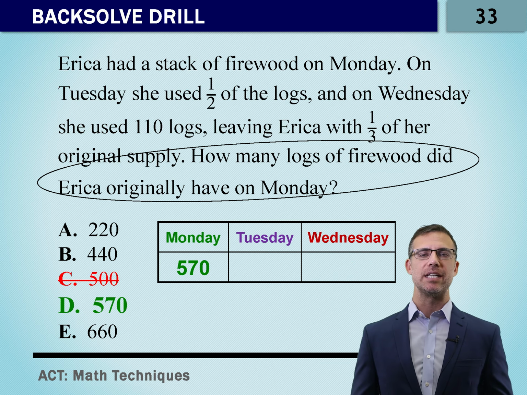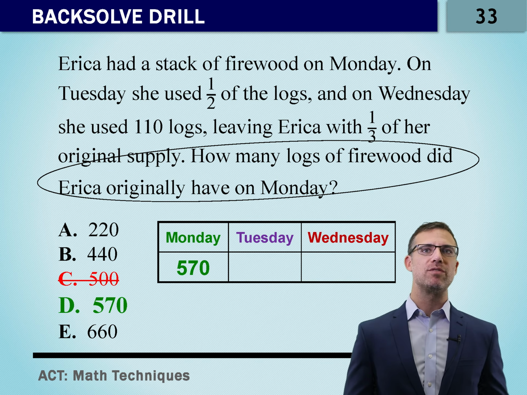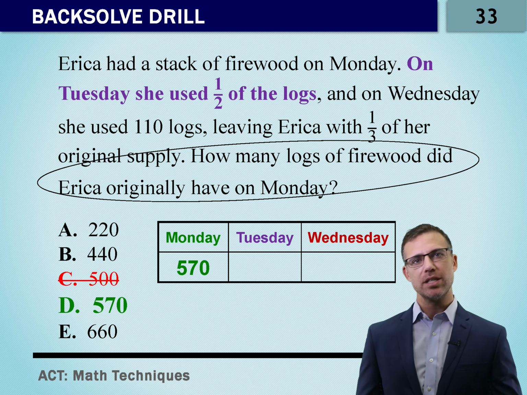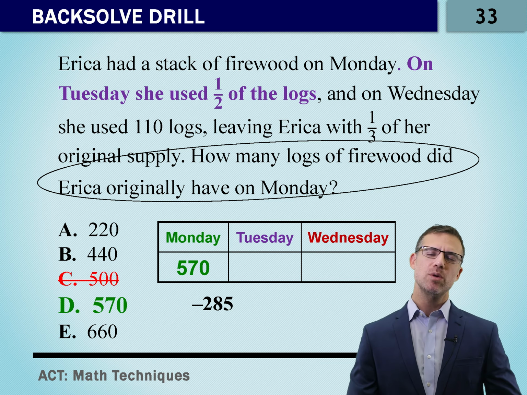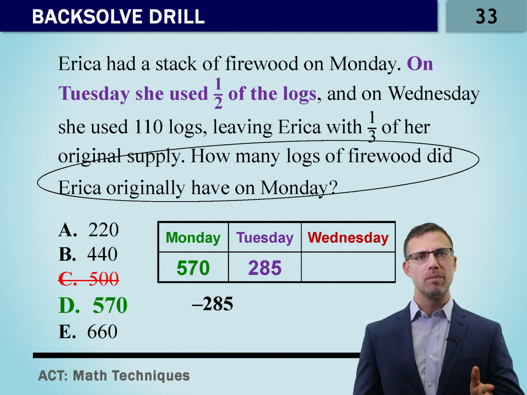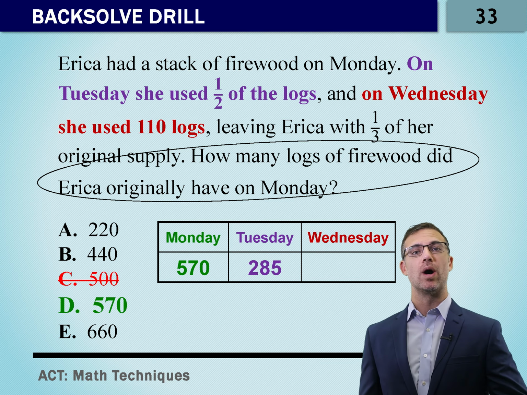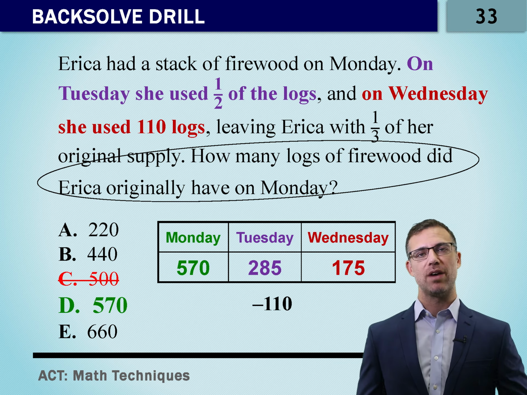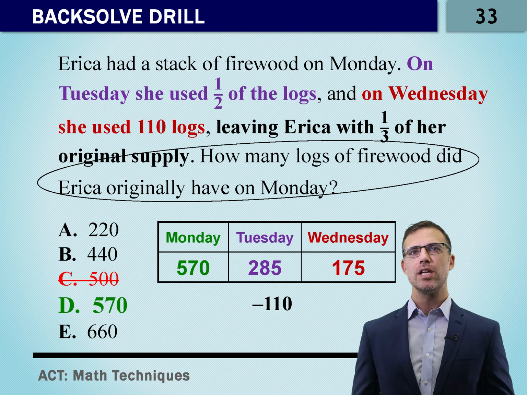So let's try D. On Monday, we start with 570. Now, we're going to use half our logs to get us to Tuesday. So we're going to take away 285. So we're left with 285 logs. Remember that we're then going to use 110 more. If we use 110 more, we're now going to be down to 175 logs. Is 175 1/3 of 570?